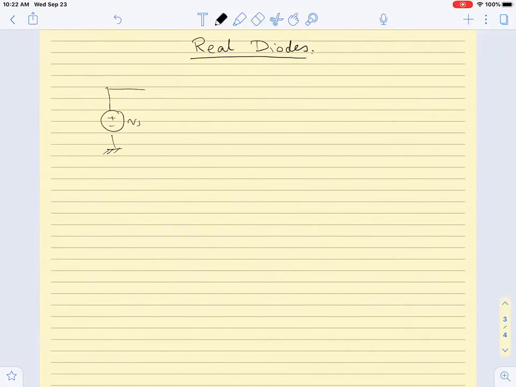What was the model that we assumed? What is the next model that we are going to assume? So I have a diode and a resistor. This is resistor R and this is my diode. This is plus minus VD. This is ID. I also have IR. And this is the voltage across the resistor R.